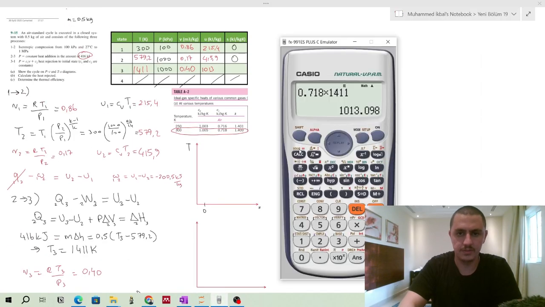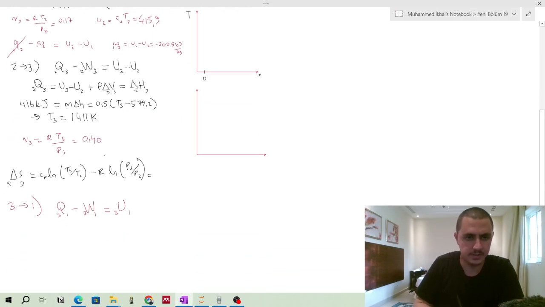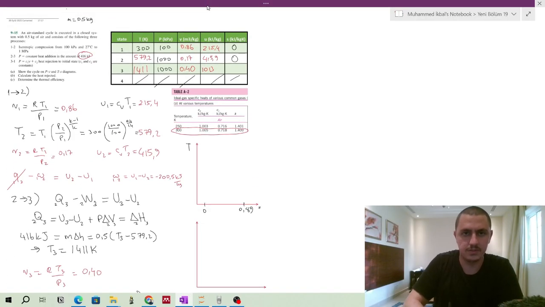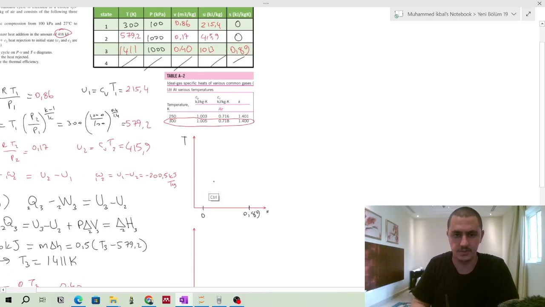Go to the table. So Cp, which is 1.005, times ln of the temperature ratios, then minus R times ln of the pressure ratios, which is 1. ln 1 will give you 0, so it's only 0.89. So delta S is just 0.89. So you can say your big entropy value is already calculated. Here it is 0.89. You increase the temperature, your disorder, your entropy value is increasing.